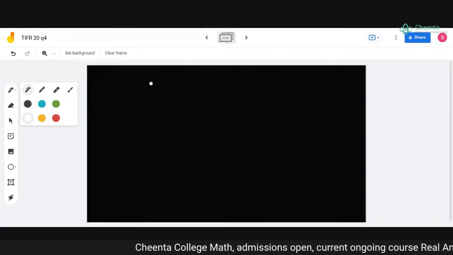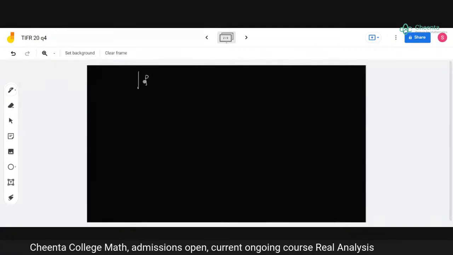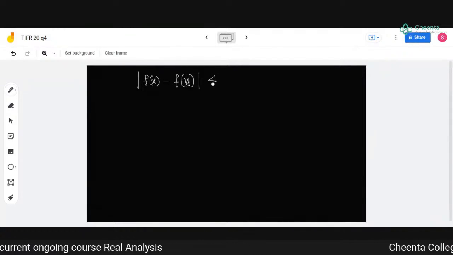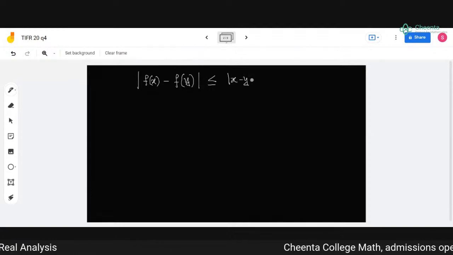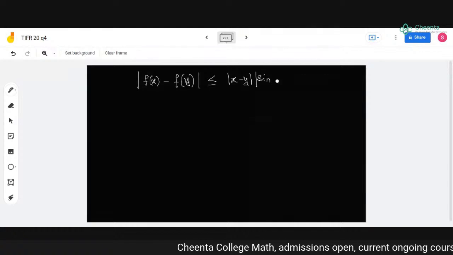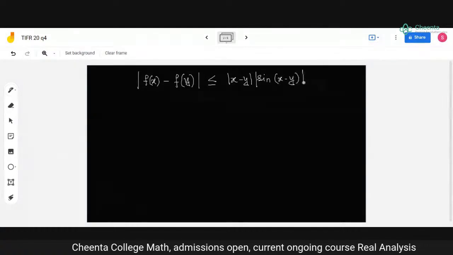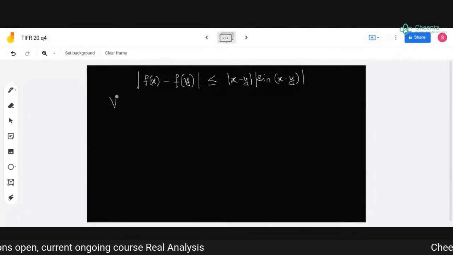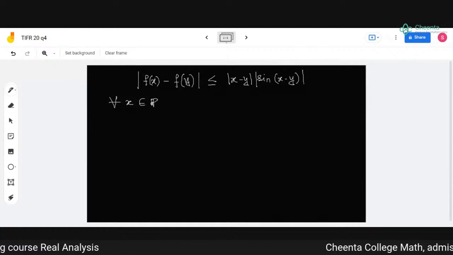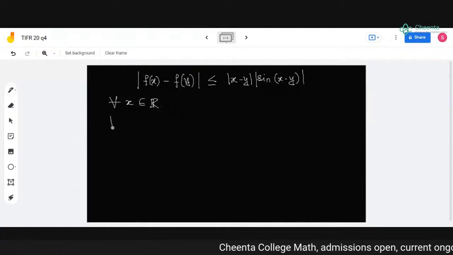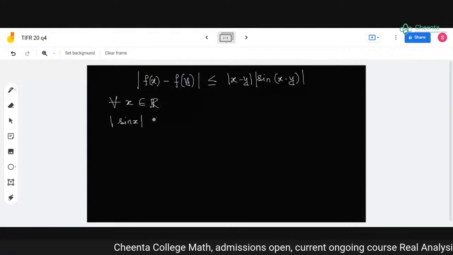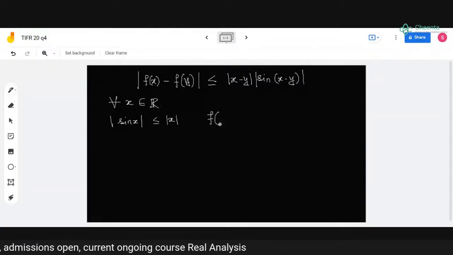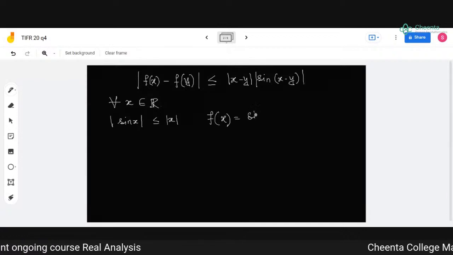So as you have seen, the function that we have is satisfying this inequality. All right. So one thing you can actually use from here is that for all x belongs to R, this is a very famous inequality that mod of sine x is less than or equal to mod of x. Now, how will you do it? You can actually take the function f of x to be sine x.